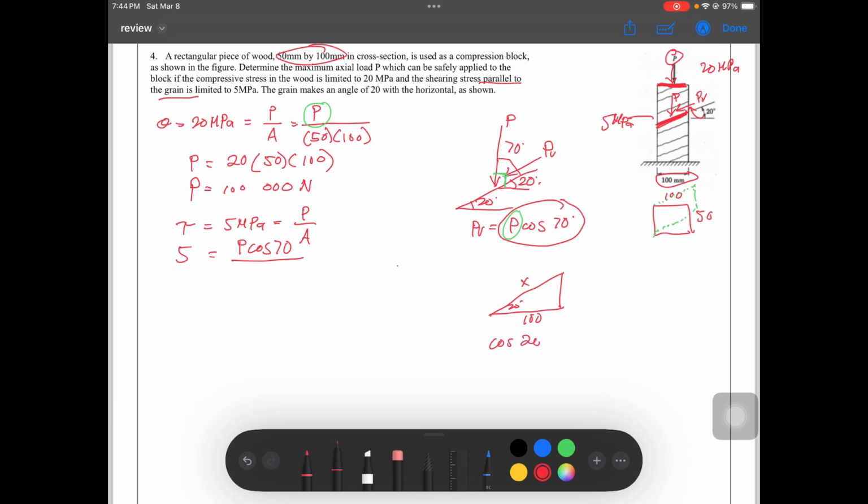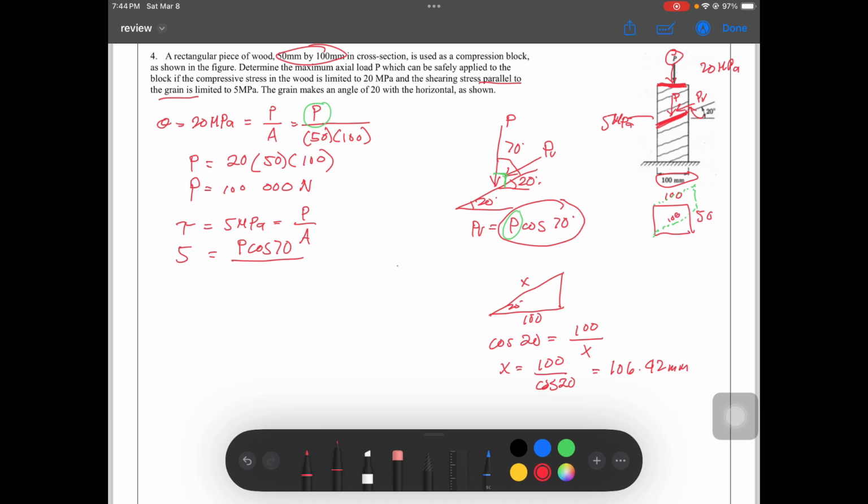So, you can use cosine 20 equal to adjacent. That is 100 and the hypotenuse is x. So, we can get x. X is equal to 100 over cosine 20. So, x is equal to 106.42 mm. Yan na yung length natin.